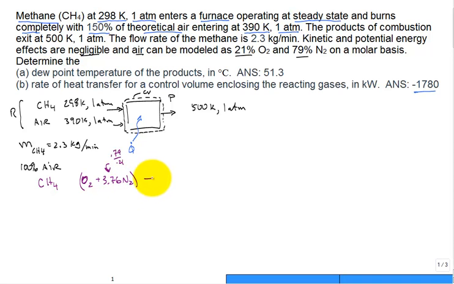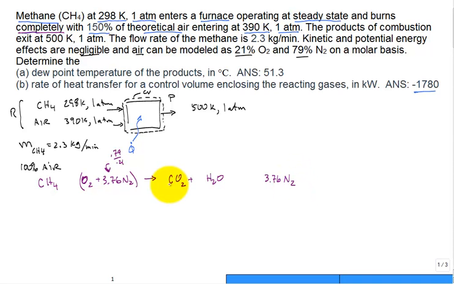Okay. Then we're going to combust. Now all the carbon in the fuel goes to carbon dioxide in the products. All of the hydrogen in the fuel will go to H2O in the products. There'll be no unburned fuel because it says in the problem statement there is a complete combustion. Where does it say? It burns completely right here with 150% theoretical air. Okay. So then what we're going to get is a bunch of nitrogen. I'm going to put a 3.76 stoichiometric coefficient in front of that nitrogen.